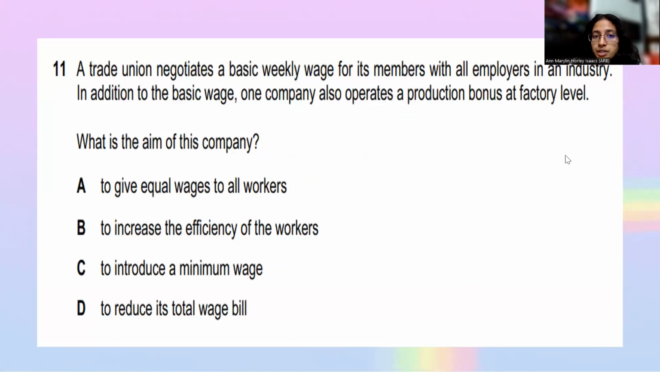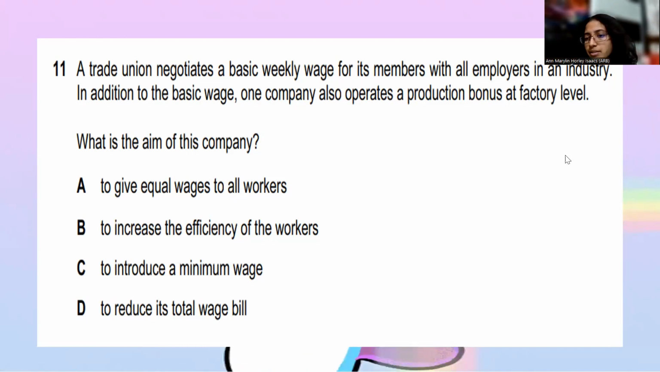A trade union negotiates a basic weekly wage for its members with all employers in an industry. In addition to the basic wage, one company also operates a production bonus at a factory level. Okay, what's the aim? So objectives of the firm. You're giving a basic wage, and now you're saying that there's a production bonus.